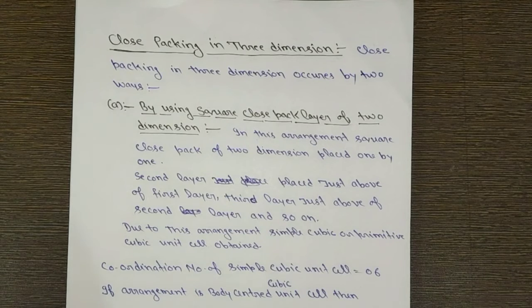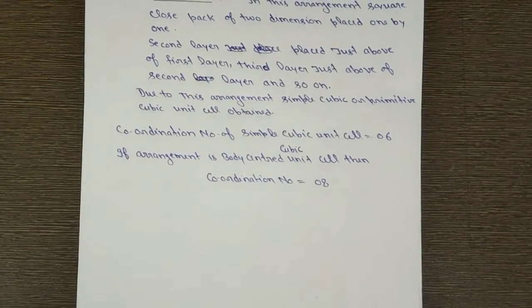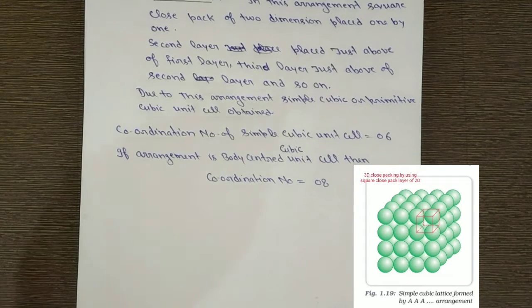The coordination number of the simple cubic unit cell is 6. If the arrangement is a body centered cubic unit cell, then the coordination number is 8. How can we arrange the first layer and the second layer of the square close packing in 2 dimensions?